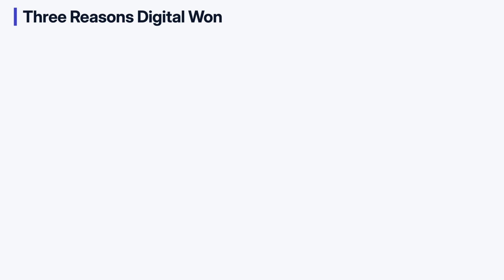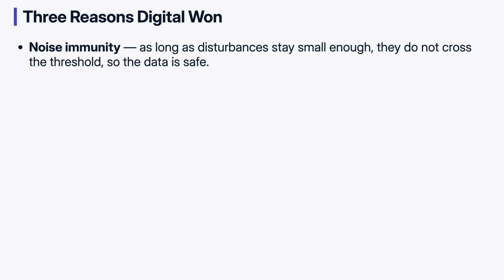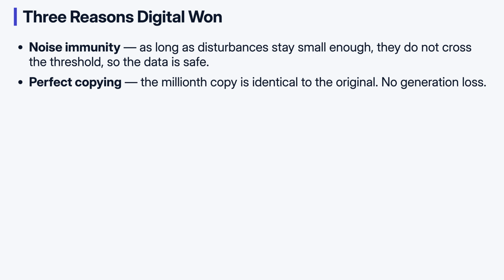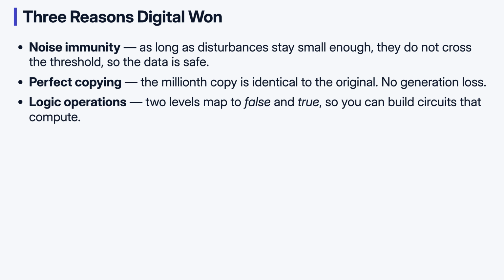Let's gather the 3 reasons digital won, one at a time. First, noise immunity. As long as disturbances stay small enough, they do not cross the threshold, so the stored data stays safe. Second, perfect copying. Because the signal is rebuilt at every step, the millionth copy is identical to the original. There is no generation loss. Third, logic operations. 2 levels map naturally onto false and true, so you can build circuits that do and, or, and not. Connect enough of them and you get a computer. Each of these 3 would be reason enough on its own.